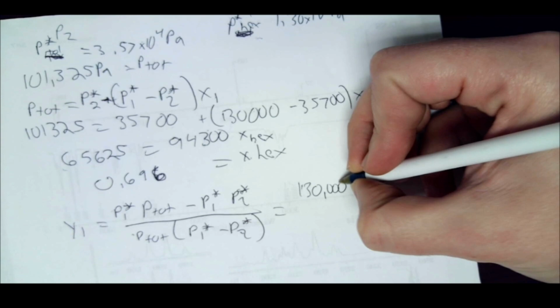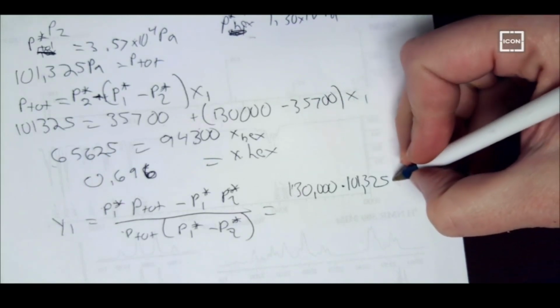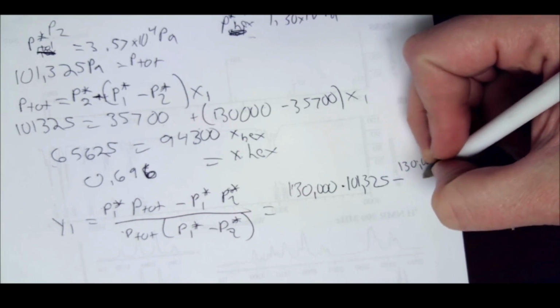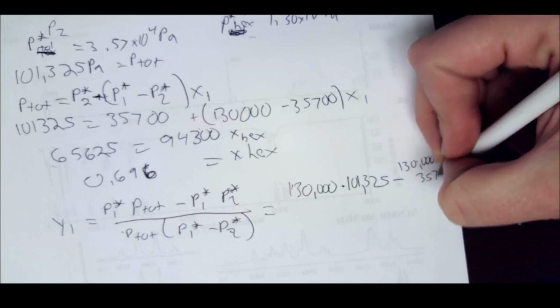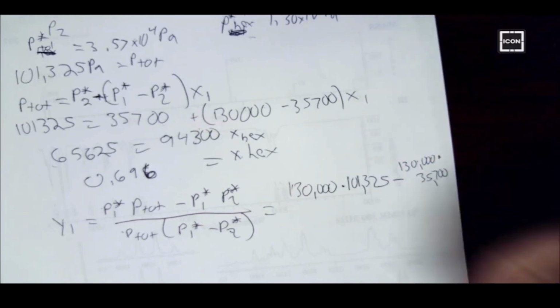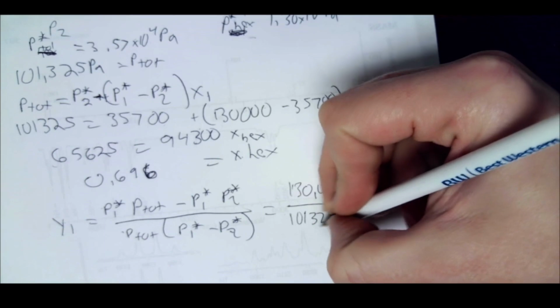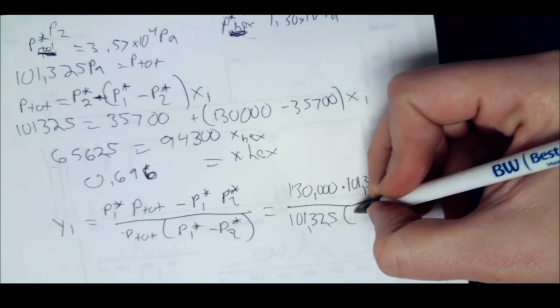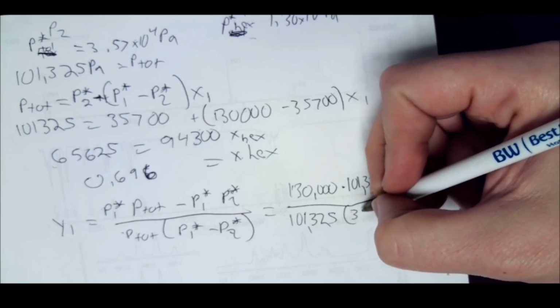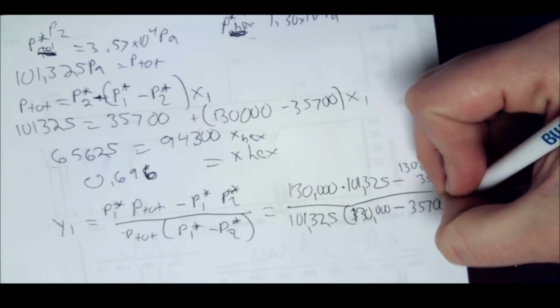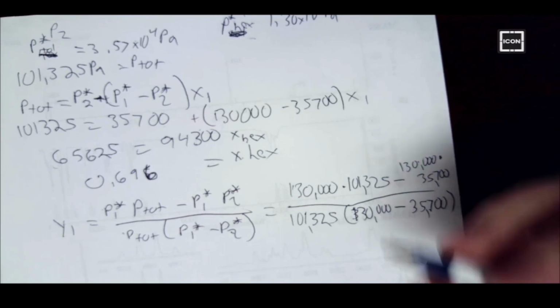130,000 times 101,325 minus 130,000 times 35,700, divided by 101,325 and then 130,000 minus the 35,700. So let's solve that.